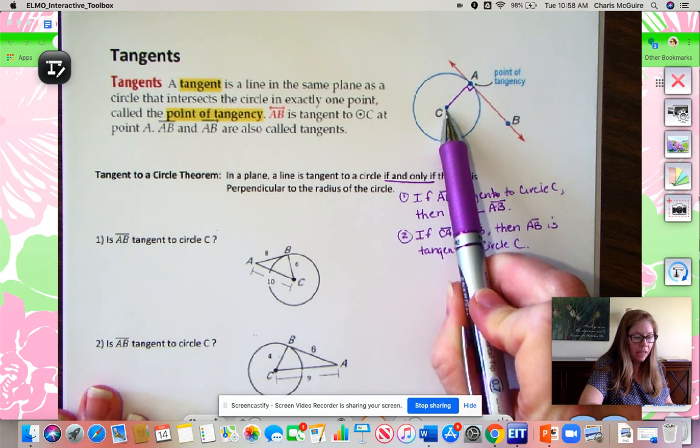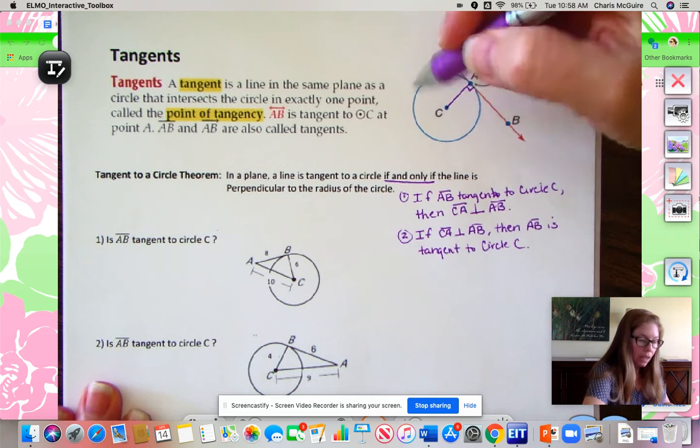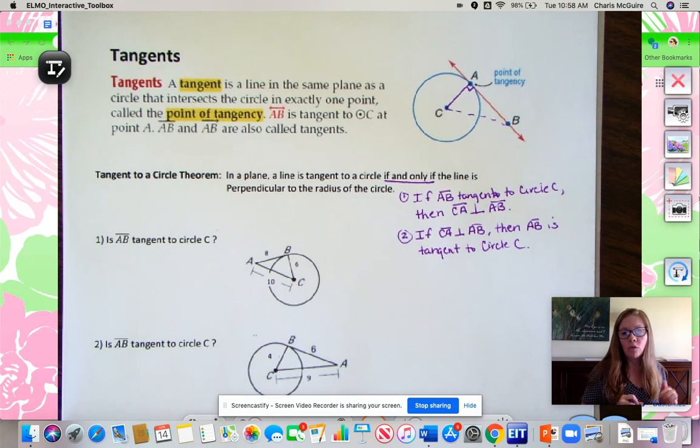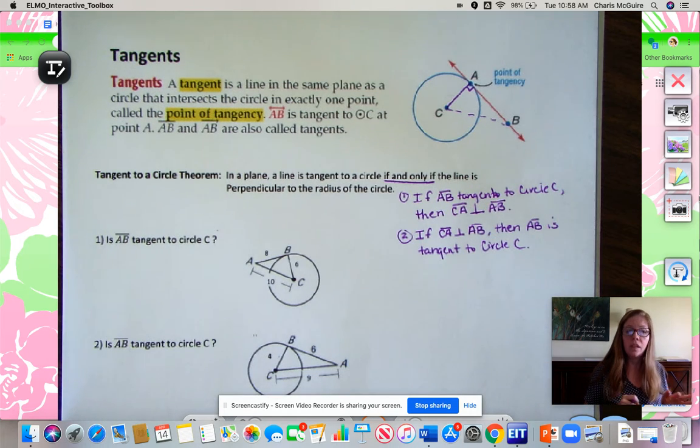If we were to connect CB and you look at this, we've got a right triangle. So Pythagorean theorem could come into play. We could have trig functions come into play because we've got right triangles. So all of those things, they're 1690s, right? All of those wonderful things that you've already learned about can come into play.